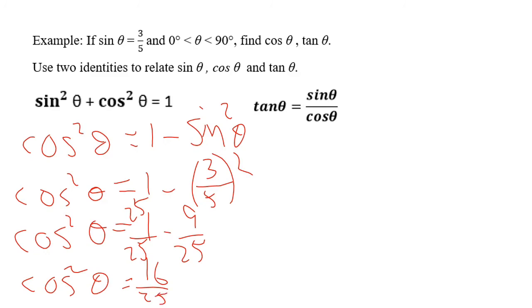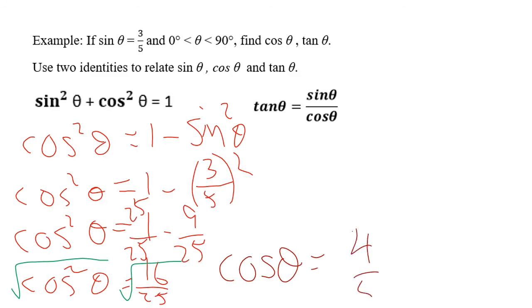And then to get my answer, I will have to take the square root, because the 16 over 25 represents cosine squared theta, not just cosine. So we find the square root of that to get cosine by itself. So we have cosine theta is equal to 4 over 5. Now that's the value. Whether it's positive or negative is going to depend on the quadrant. Our theta is between 0 and 90, which means we're in the first quadrant, which makes this positive.